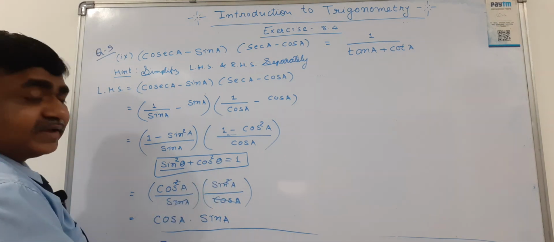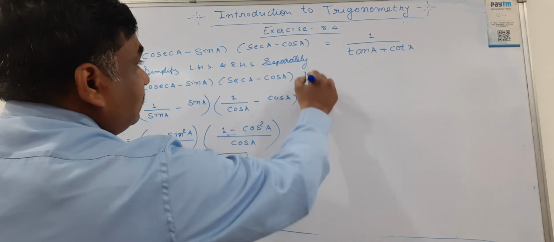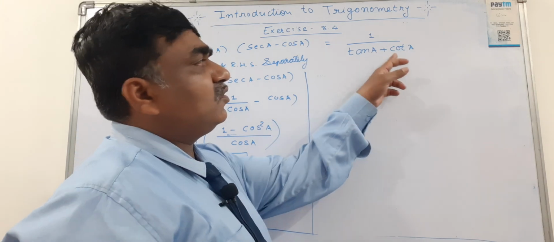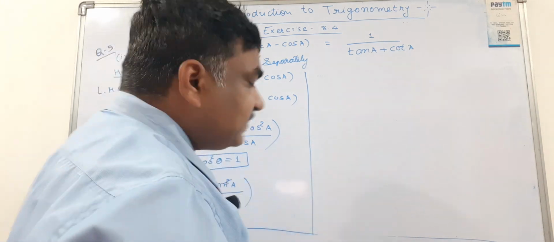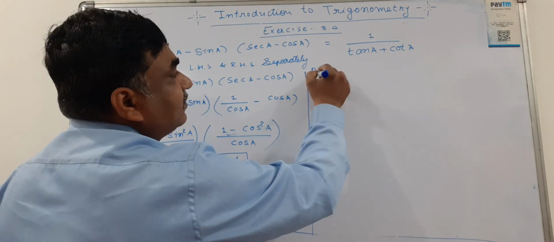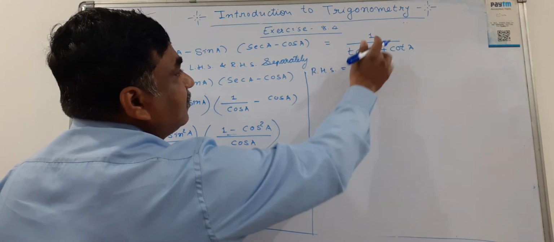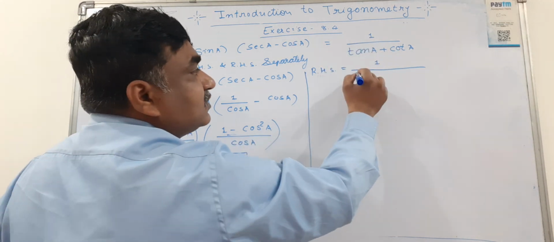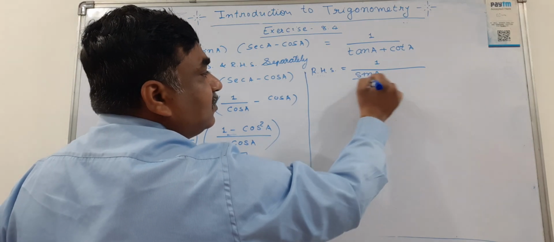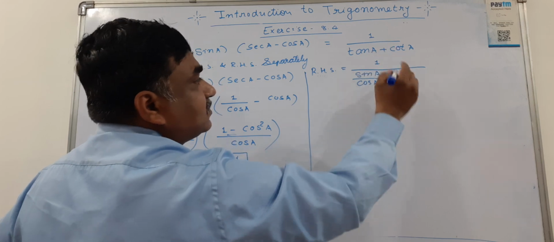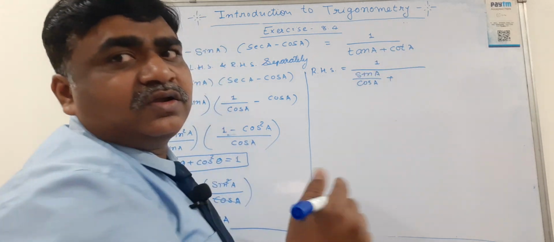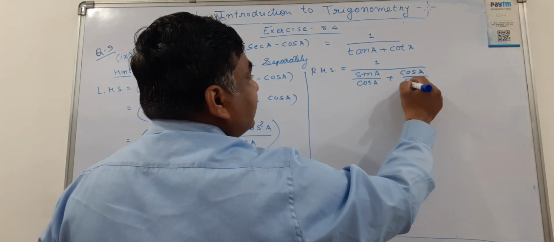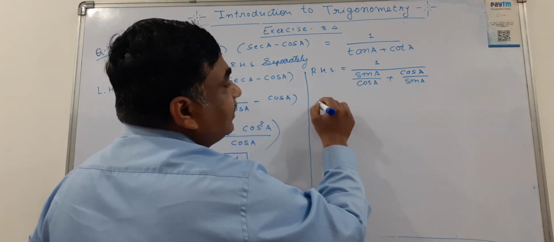Okay. So, the same thing I need to prove with this part. We will convert this tan and cot into sin and cos. So, right hand side is equal to 1 upon, I am going to convert this tan into sin and cos, so sin A upon cos A plus cot. For cot I can write cos A upon sin A. Again I am going to take the LCM.